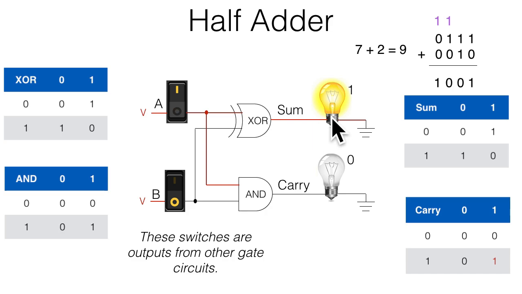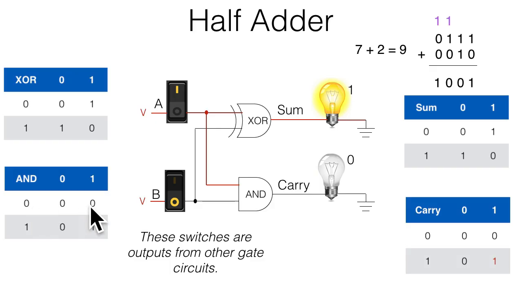And how about the carry bit? If my two switches are supposed to be wired in series with an AND gate, what do I have here? I have on and off. Well, that then means that I'll have no power coming out of the AND gate, and that's what our truth table tells us, right? On, off.